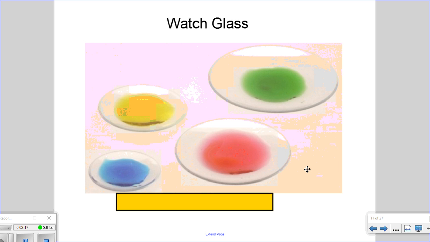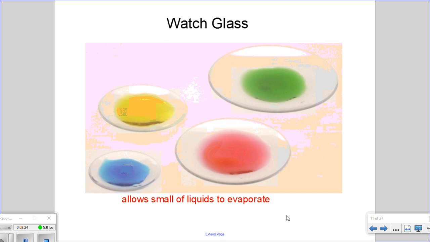Next we have a watch glass. Watch glasses will come in different sizes. A watch glass is used to allow small amounts of liquid to evaporate. So you can put a small amount of liquid in the watch glass. It has a concave shape that allows the water to pool in the center, and then over time that liquid will evaporate, and then you can observe whatever is left behind. Or you can watch to see how long it takes that liquid to evaporate.